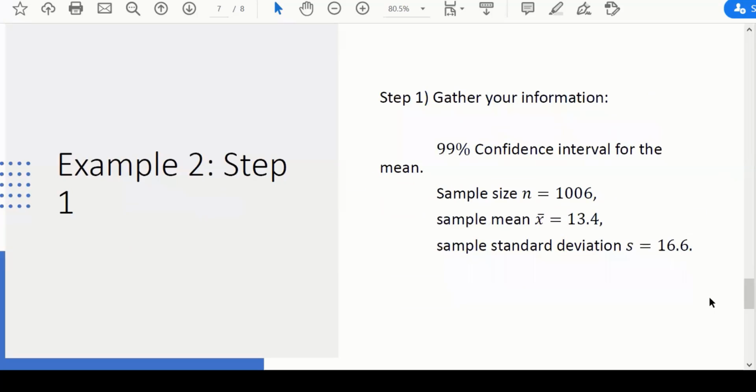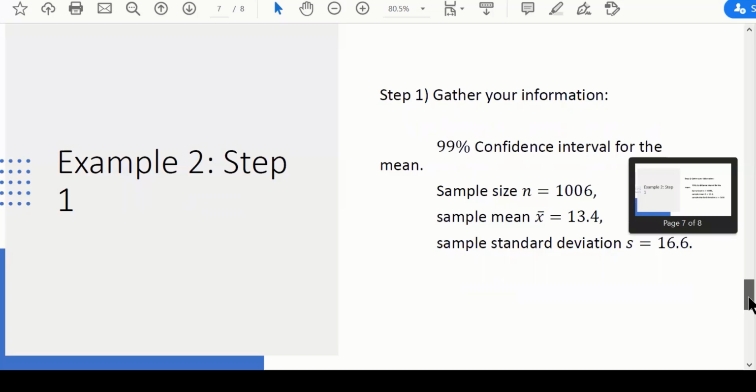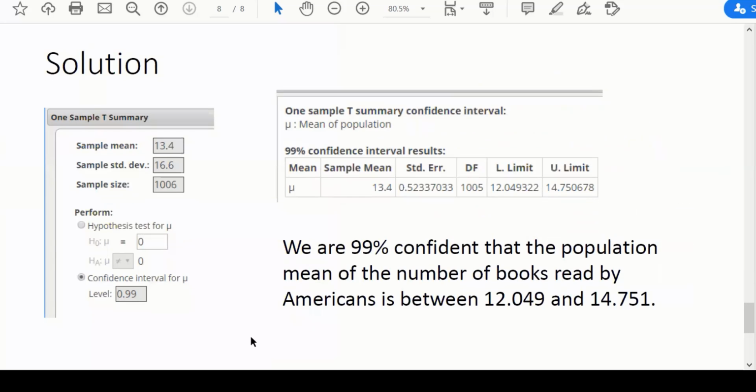So gathering your information: 99% confidence interval, n is 1006, x bar is 13.4, and s is 16.6. Solution: we have a one sample T summary, and I've put in the sample mean, the sample standard deviation, and my sample size, and changed it to a 99% confidence interval. So I get my lower limit and upper limit here.